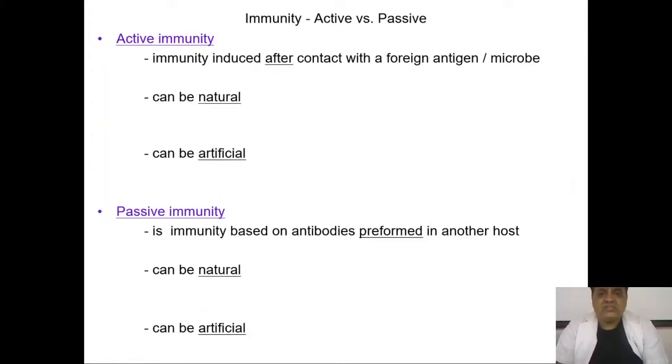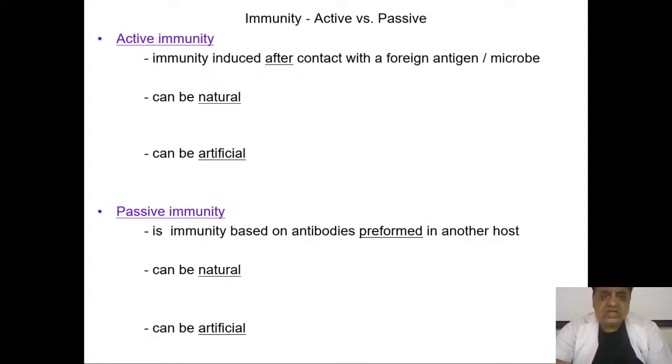Immunity can also be classified as active or passive. Active immunity is induced after contact with a foreign antigen or microbe, whereas passive immunity is acquired, is immunity based on antibodies preformed in another host. Now, each of these can be natural or artificial. Active immunity is after contact with the foreign agent. So, when do you get natural active immunity?